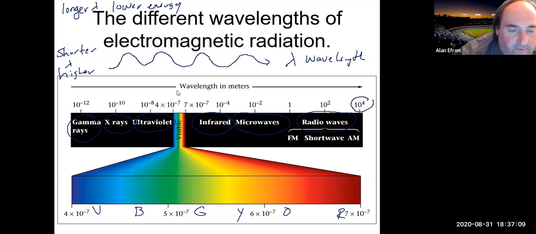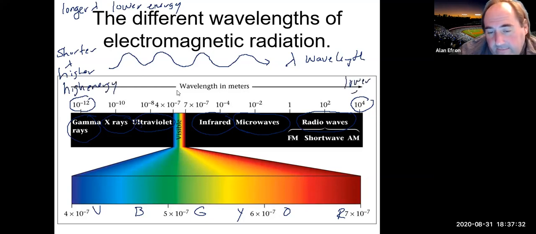This is 10 to the 4 on this side. This is 10 to the minus 12 in terms of the wavelength. 10 to the minus 12 means 11 places to the left with all kinds of zeros. So on the left-hand side of the spectrum, we have a very small wavelength. On the right-hand side, we have a longer wavelength. So in terms of energy, this is definitely higher in energy on this side and lower in energy over here.